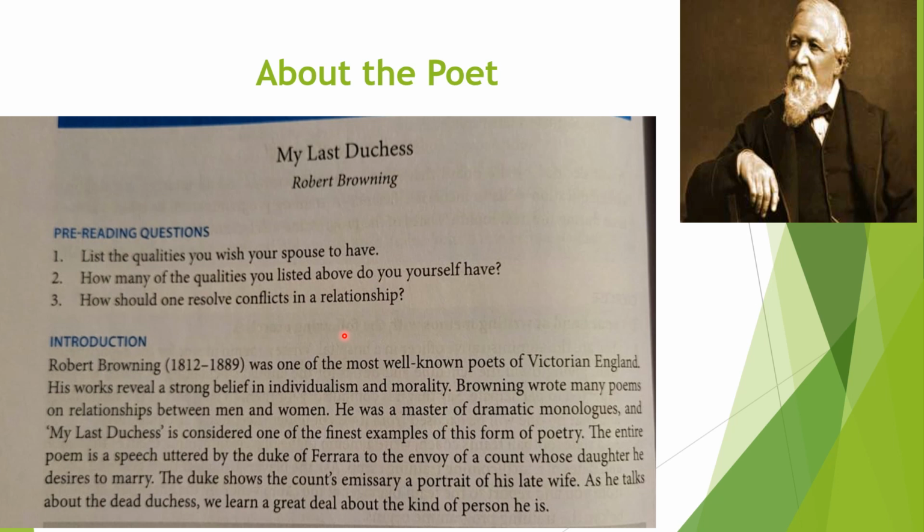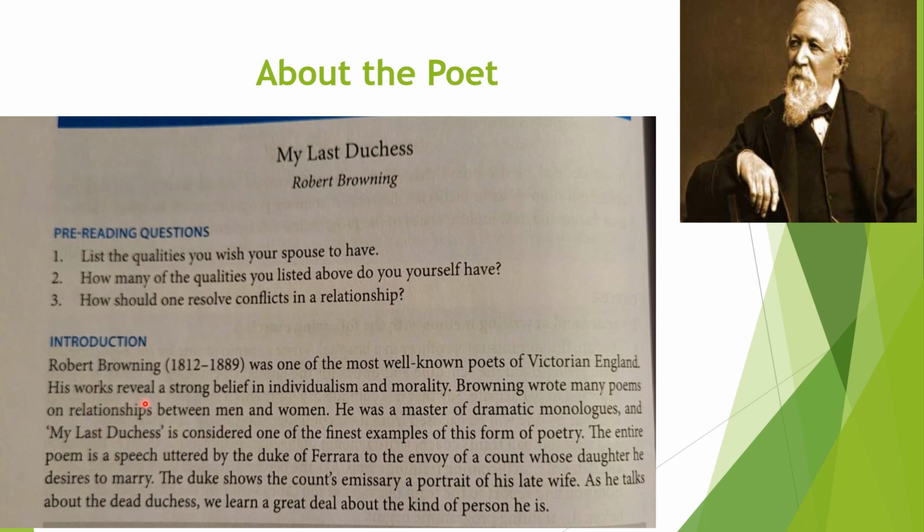And the last question, how should one resolve conflicts in a relationship? Any human relationship, be it wife and husband or brothers and sisters or uncles and aunts or parents and children, there will be a scope for some kind of conflict or difference of opinions. So how are you going to resolve them? These are very, very important questions, students. You all have to discuss. Even if you don't discuss in the class, you just contemplate, you just think over these questions.